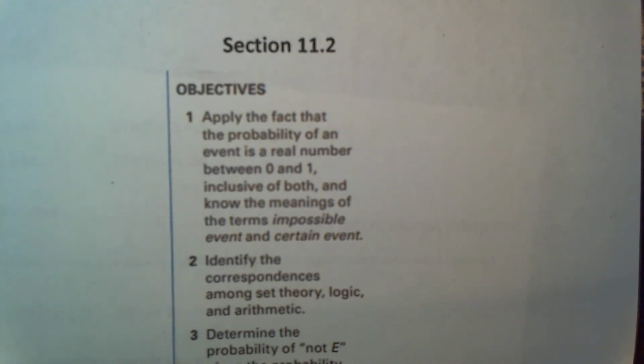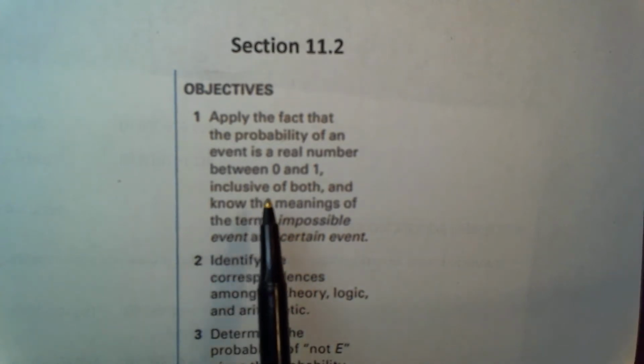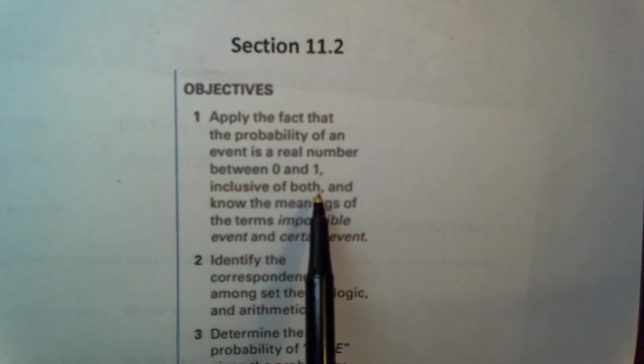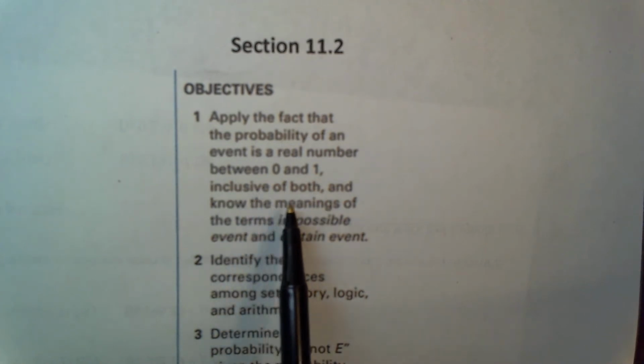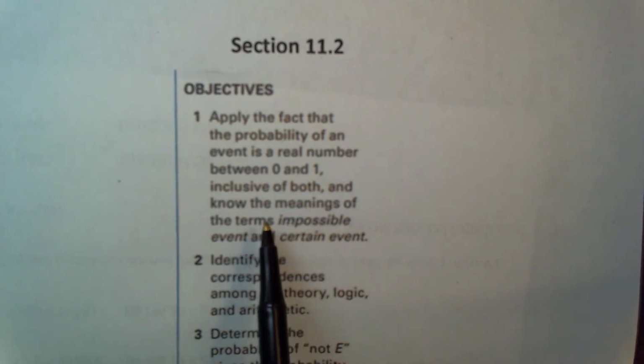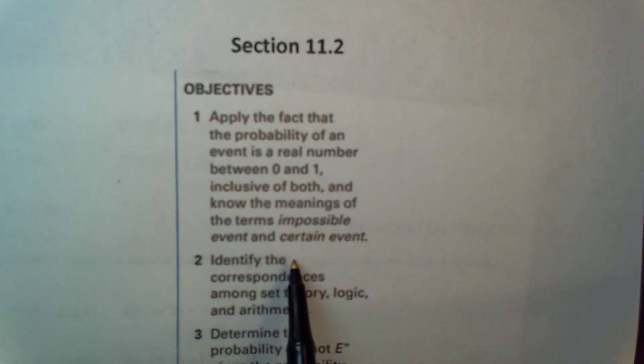This is a video lecture about section 11.2, and let's look at the objectives that we'll be covering in this section. The first part is to apply the fact that the probability of an event is a real number between 0 and 1, inclusive of both. That means it could be 0 or 1 also, and any real number in between. And know the meanings of the terms impossible event and certain event.